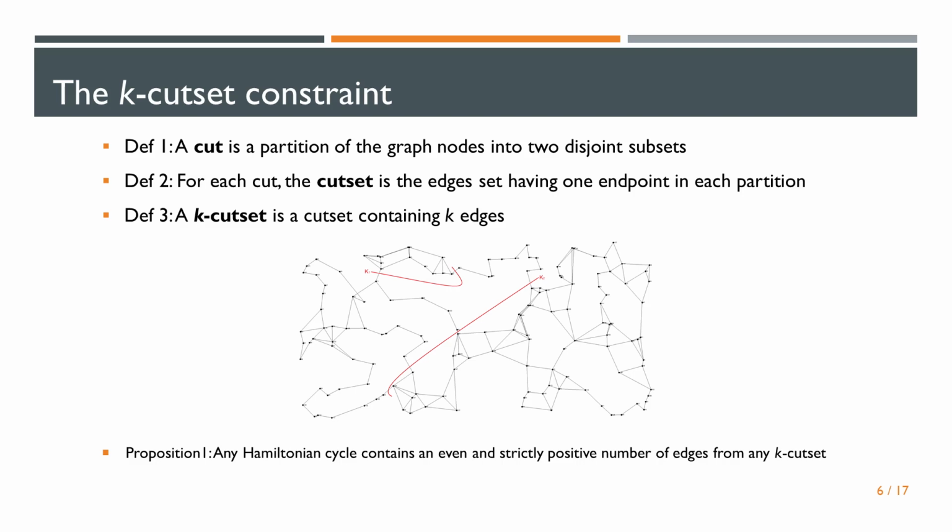The first remark we made in proposition 1 is that any Hamiltonian cycle contains an even and strictly positive number of edges from any k-cutset. Otherwise, if we have one edge in a k-cutset, then there is a bridge in the graph, so there is no TSP, there is no Hamiltonian cycle. If the graph is disconnected, then we cannot find a unique cycle connecting all the nodes.